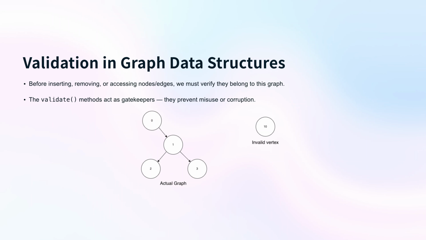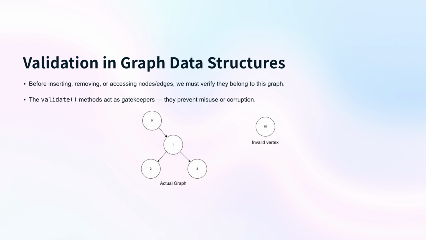Before we insert, remove, or access any node or edge, we need to verify that these elements actually belong to the current graph. This step ensures that the structure remains consistent and that no invalid references are introduced. In most graph implementations, this check is handled by validate methods. These methods act as gatekeepers. They prevent operations on vertices or edges that do not belong to the graph.